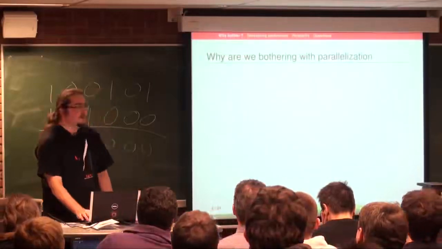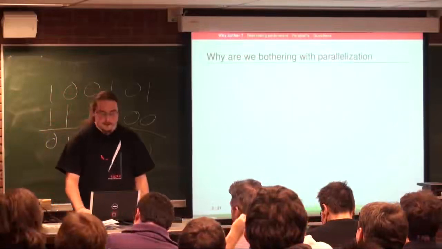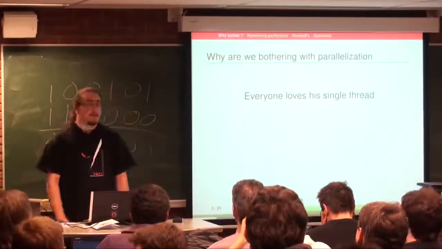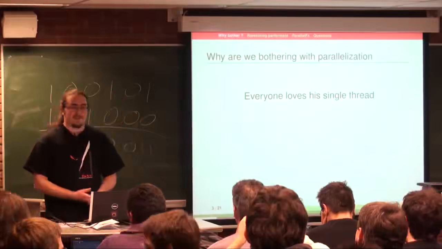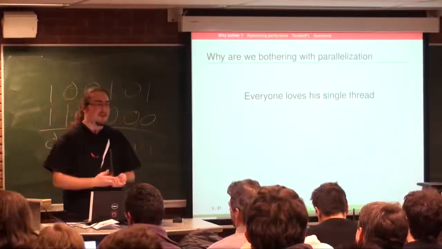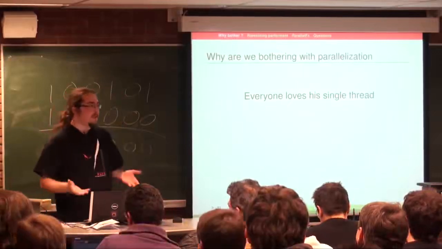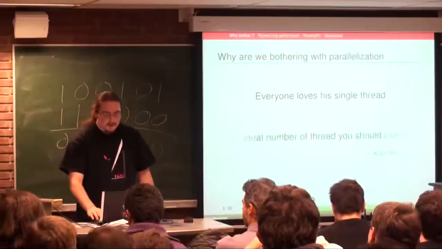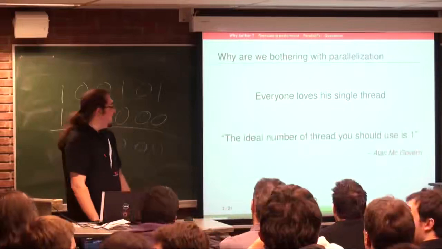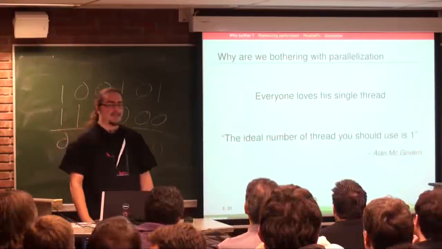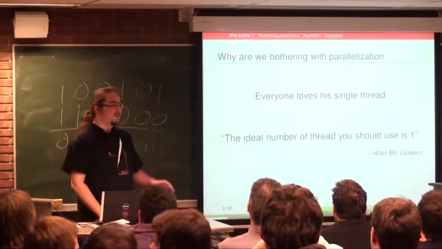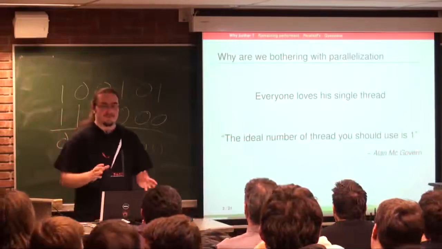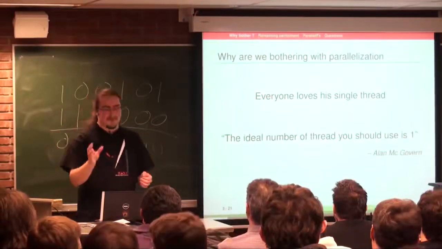So first of all, why are we bothering with all that parallelization stuff? The thing is that everyone loves a single-threaded application because we have been taught to program like this. Pretty much every language works on a single thread when you code. But as a wise man said, the ideal number of threads you should use is 1. I agree with that, but we are going to see that it must have a special twist.